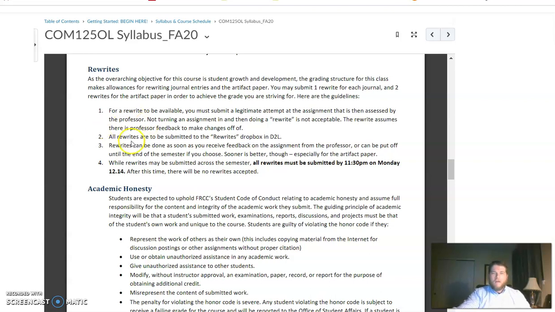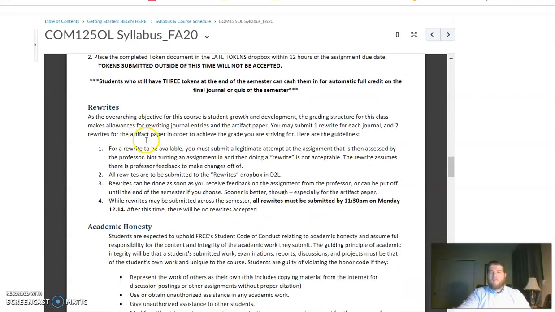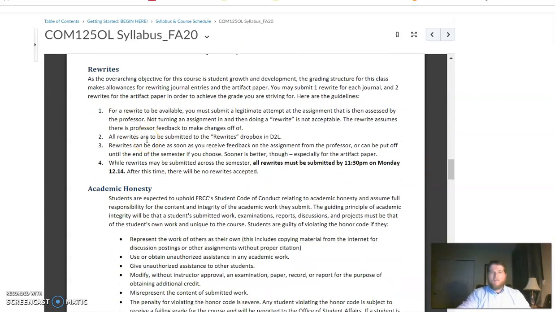Number 2, all the rewrites are to be submitted to the rewrites Dropbox. So that again is in that assignments spot up there, same place as the late tokens, not the same Dropbox, but the same area as where the late tokens are and the scavenger hunt goes and all that kind of stuff, okay? Rewrites can be done as soon as you receive feedback from me, or you can wait till the end of the semester. Some students will hold off on rewrites until they're starting to see how their grades are looking. So you can do that as well.